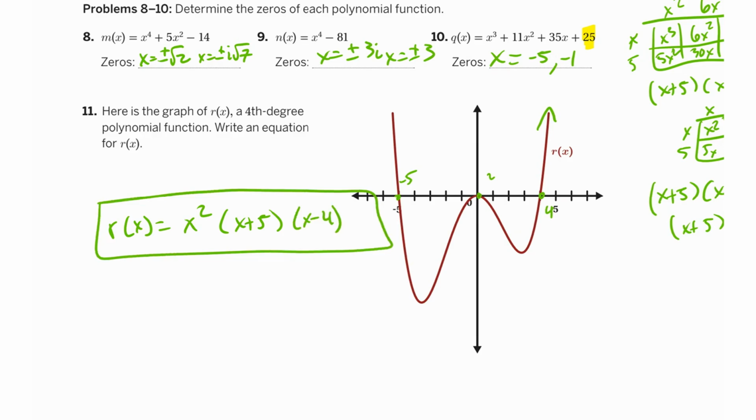A couple tricky ones there on number 11. As we wrap up chapter 3 in the next lesson, we are kind of combining a lot of the stuff that we have now learned. So definitely got to keep an eye out for some of those tricky problems as we go forward.